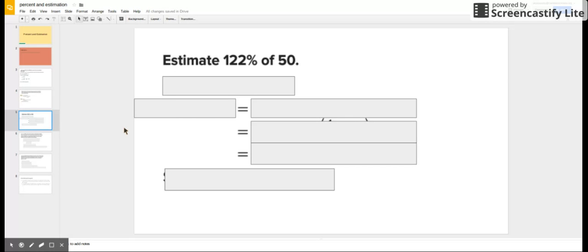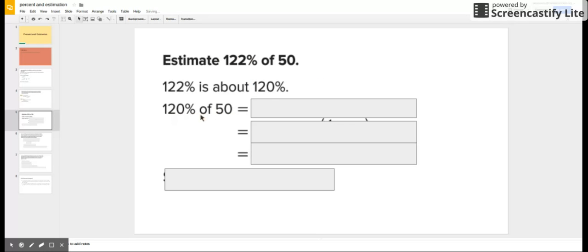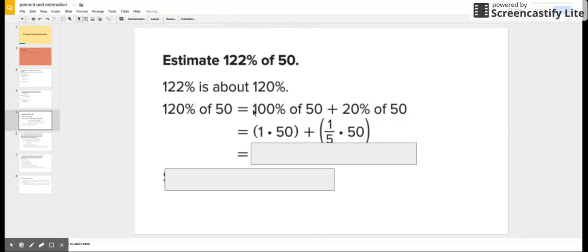All right, let's look at the next example here. We have estimate 122% of 50. So 122%, I'm going to say, is about 120. And so now I'm going to just try to find 120% of 50. Well, 100% of 50 would be 50, right? And 20% of 50, well, let's try to figure that out. 100% of 50 equals 50, right? And 20% of 50 is like saying 1/5 times 50.